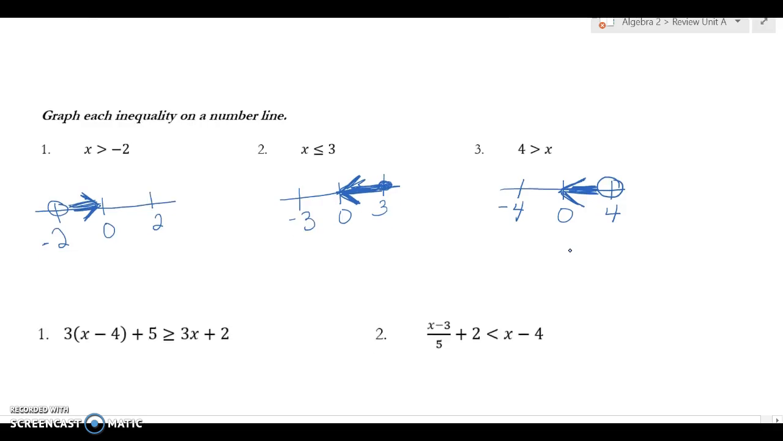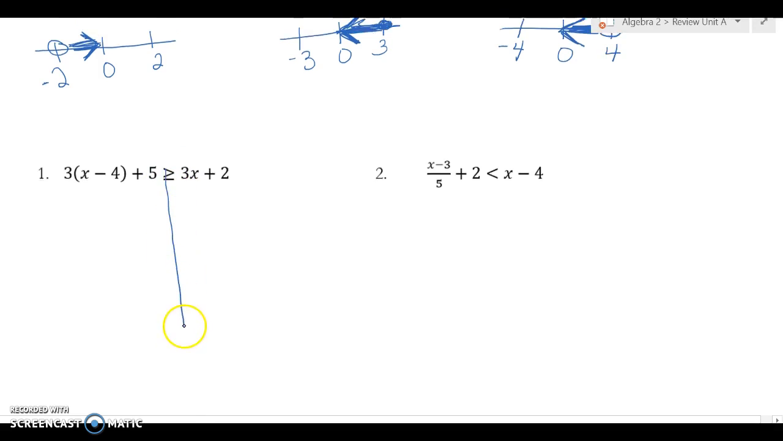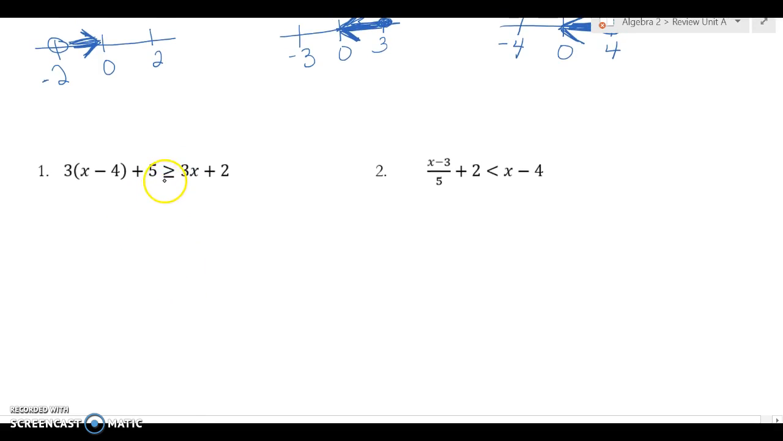All right, now let's do some solving problems. When we solve, it's the same process as what we do for equations. First thing I always do is I try and distribute. So I'm going to distribute here. So 3 times x is 3x, and 3 times 4 is 12. So I bring down the minus 12. I didn't do anything with the 5, so I'm going to bring it down. Bring down my inequality, 3x plus 2. Next thing I'm going to do is I'm going to combine my like terms, which are 12 and 5.